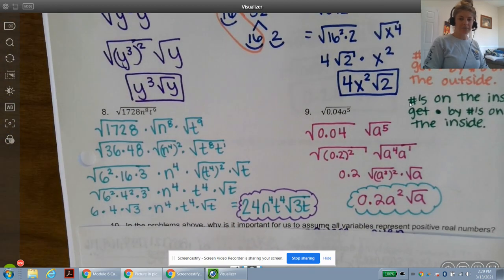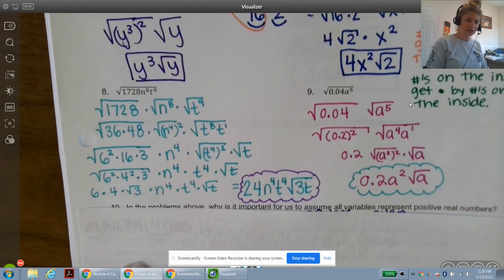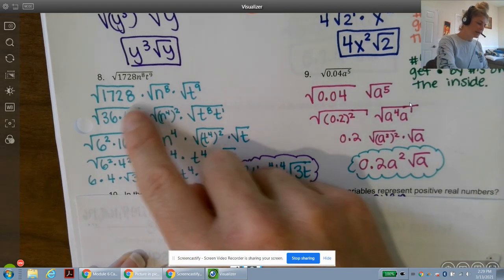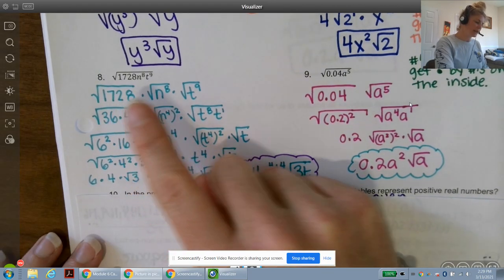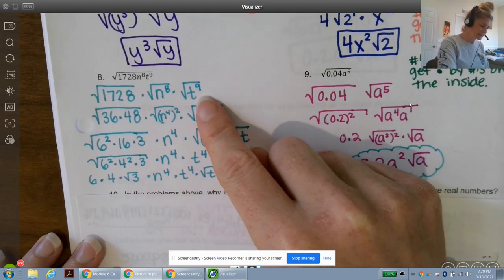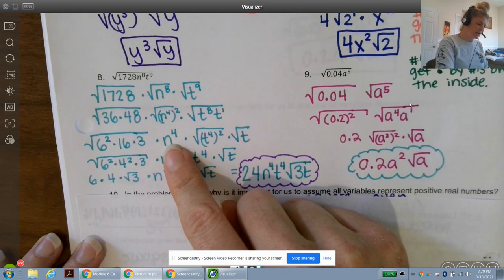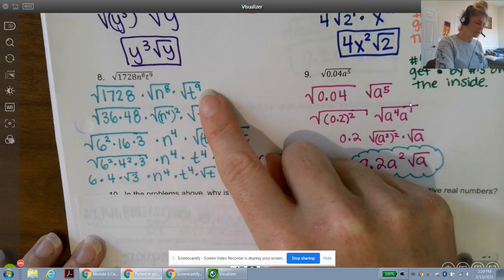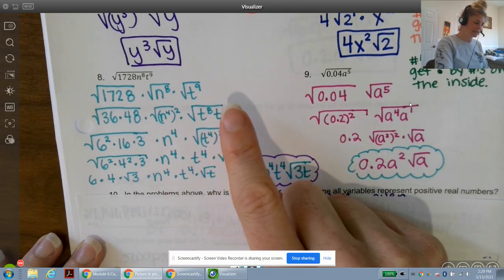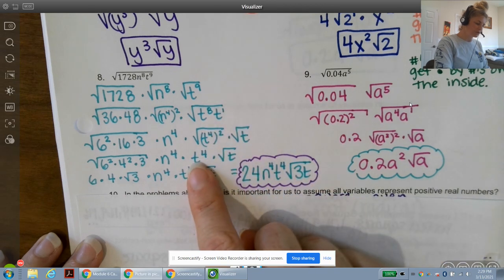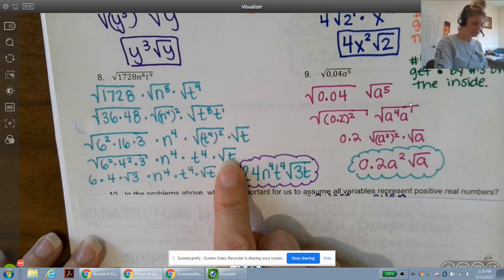Taking a look at 8 probably took you a little bit longer. Breaking this up, 1,728 times n to the 8th times t to the 9th. Square root of n to the 8th gets you n to the 4th. T to the 9th, we're going to break that up into the square root of t to the 8th times t to the 1st. So that turns into t to the 4th times square root t.